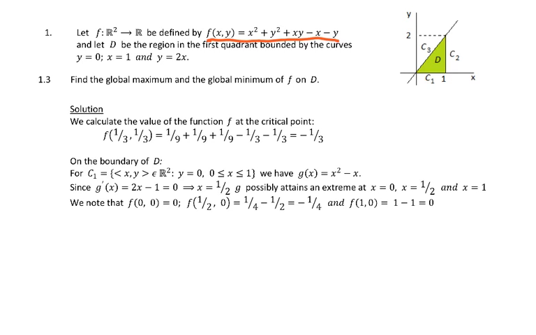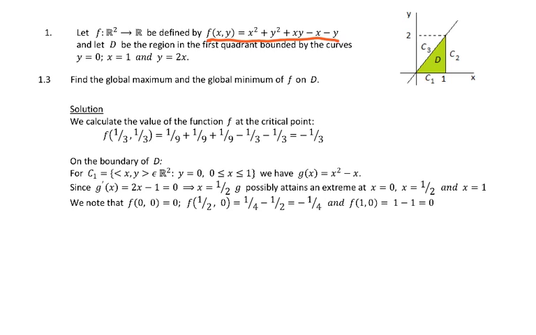We now apply our first year knowledge of a function of one variable on a closed interval to find the extreme values for g. You should know that it either happens at the endpoints of the interval or at the critical points. To find the critical points, we need the first derivative of g, which is 2x minus 1. If 2x minus 1 is 0, we get that x is a half, so we know that g possibly attains an extreme at x equals 0, the left point of the interval, or at x equals a half, the critical point, or at x equals 1, which is the right endpoint.